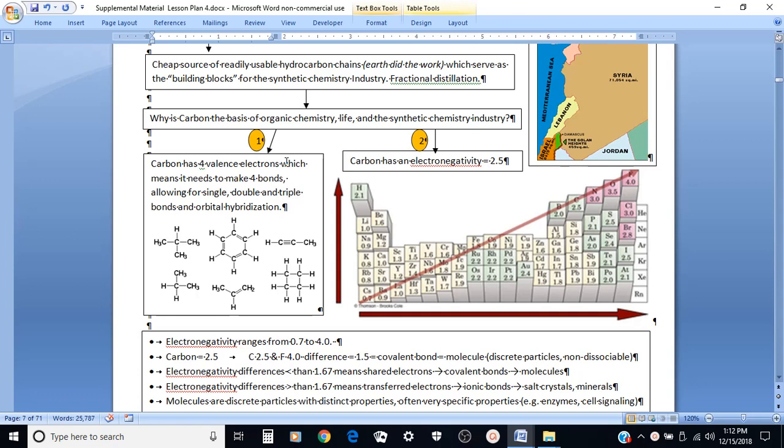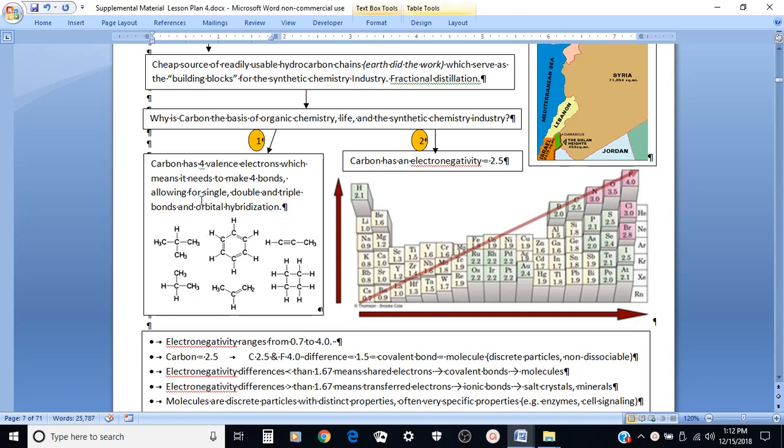Recall that there's a rule in chemistry called the octet rule, where elements become stable when they get a full 8 electrons in their outer shell. That's the octet rule. Now, carbon has 4 valence electrons, which means it needs 4 more. That means it needs to make 4 bonds. With 4 bonds, that's the most bonds an element can typically make with covalent bonds.